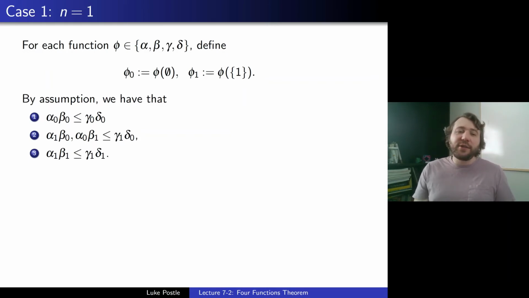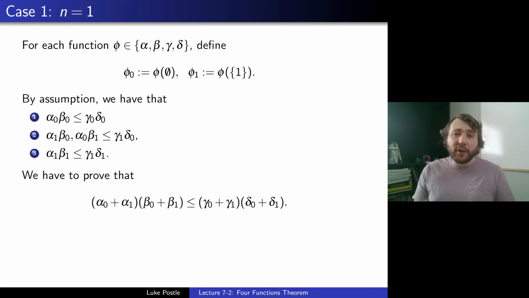So why do I mention that? Because we have to prove the inequality. And what's the inequality? If you work it out, we have the sum of alphas over everything, which is just alpha 0 plus alpha 1, times the sum of the betas, which is beta 0 plus beta 1. We have to show that's at most the product of the sums of the gammas and the deltas.